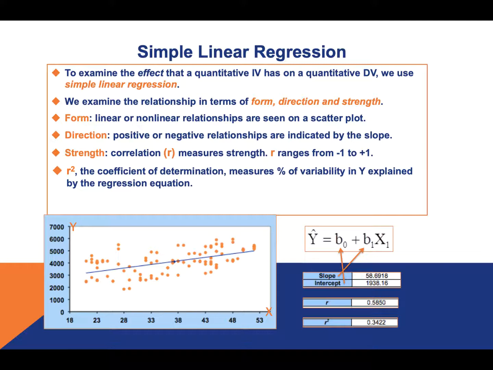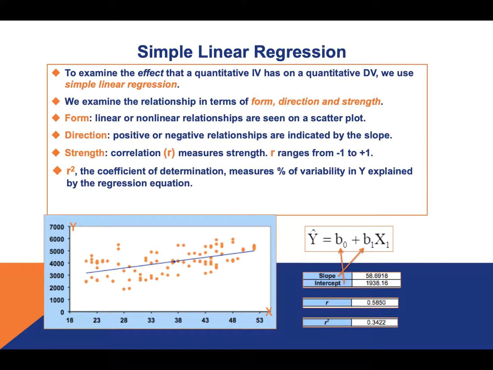We still check form on our scatter plot, looking for either a linear or nonlinear relationship. Direction is still indicated by our slope, and the strength of the linear relationship can be explained by the correlation coefficient R. If we report the regression equation as shown, we would use R squared, the coefficient of determination, as a measure of effect size, which explains how much of the variability in our dependent variable is explained by the regression equation.